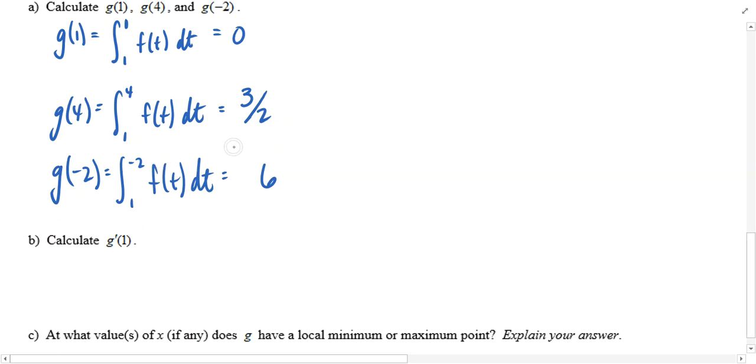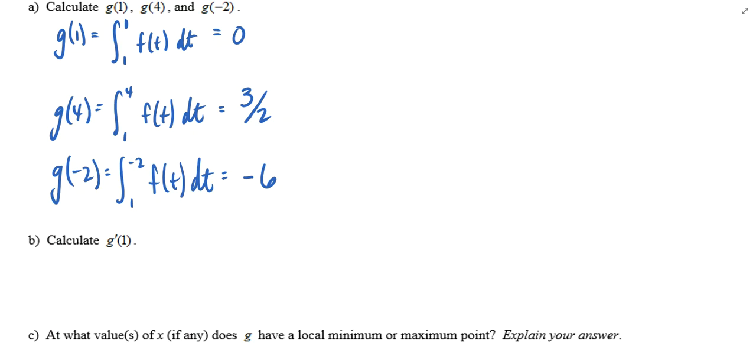But again, because we're accumulating change backwards, we're going to report this as -6. And essentially, we've lost 6 units of stuff. If we were talking about motion, we are now 6 units leftward from where we began.